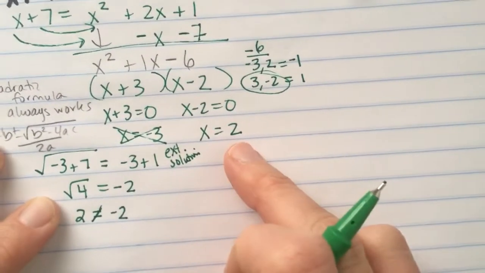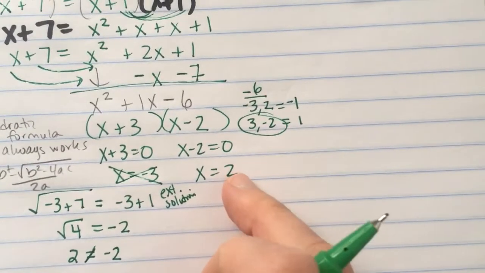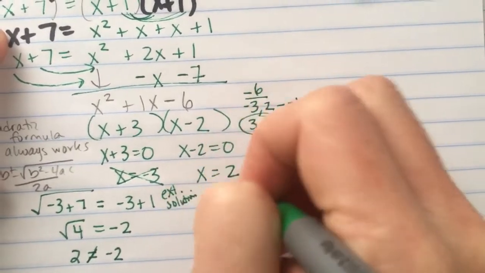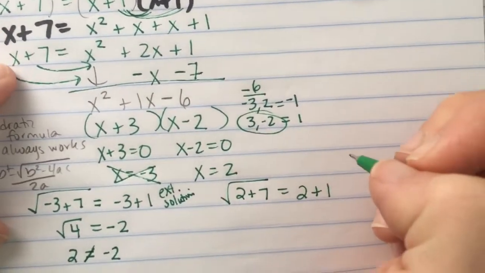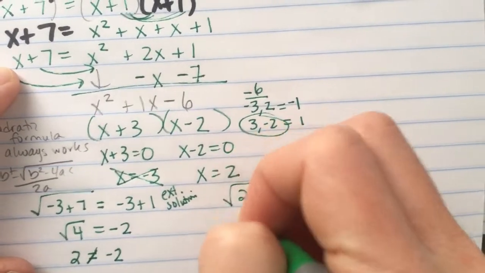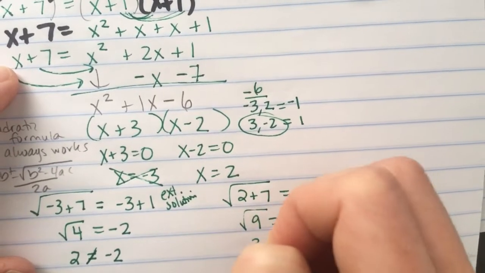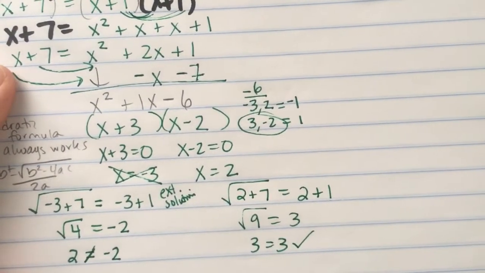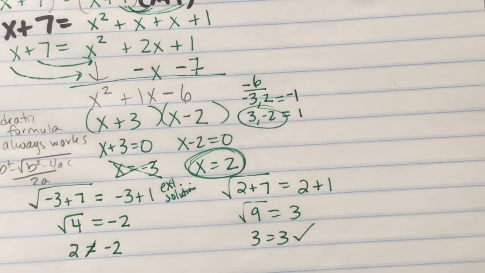Alright, let's try 2. 2 doesn't have to work. The answer could be no solution, but 2 might work, so let's check it. Square root of 2 plus 7 equals 2 plus 1. Well, 2 plus 7 is 9, square root of 9. 2 plus 1 is 3, square root of 9 is 3, and that works. So 2 is your only answer.